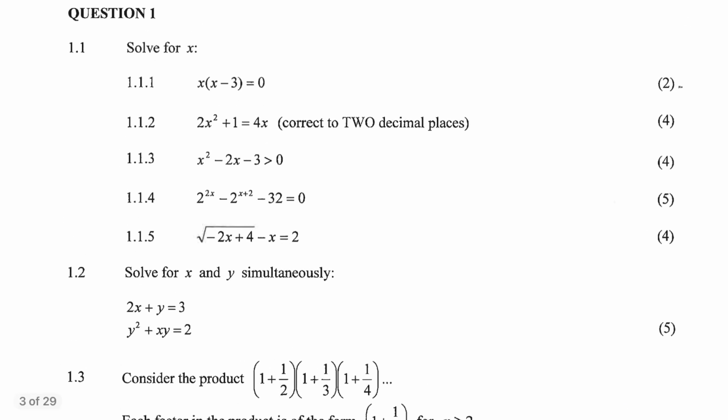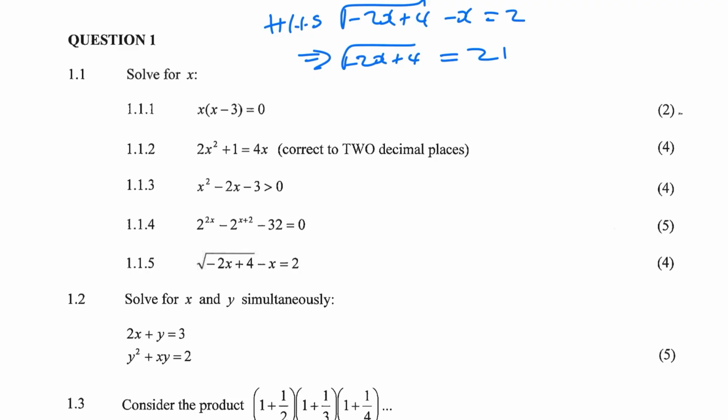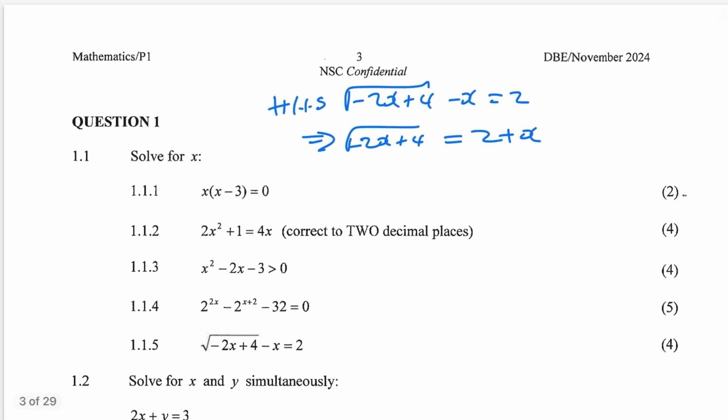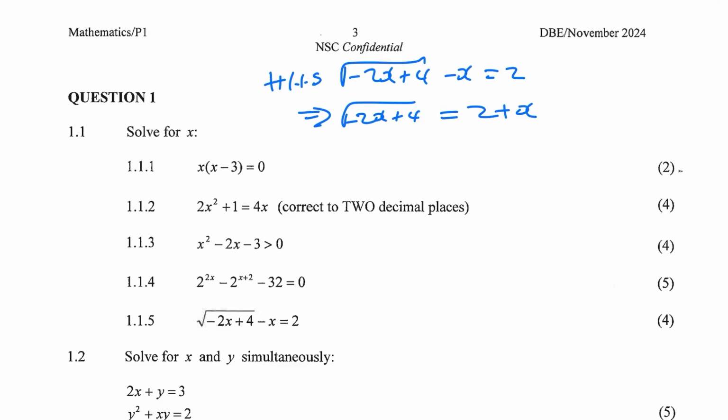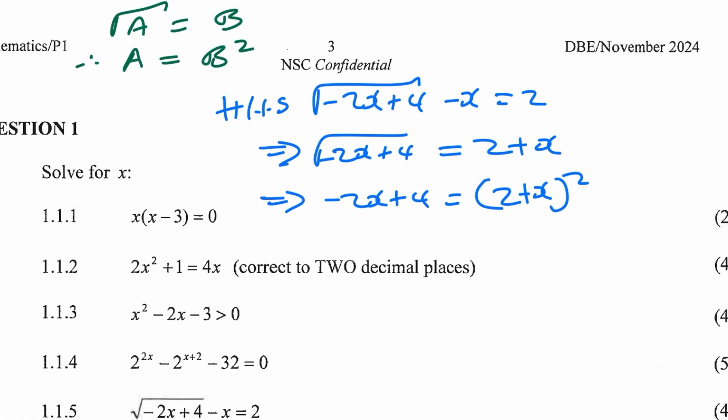So for 1.1.5, they say that you have the square root of negative 2x plus 4, minus x equal to 2. Of course, this could be written as the square root of negative 2x plus 4 is equal to 2 plus x. What you need to remember here is this: if you have the square root of a is equal to b, then a could be written as b squared. So this could be written as negative 2x plus 4 is equal to (2 plus x) squared.